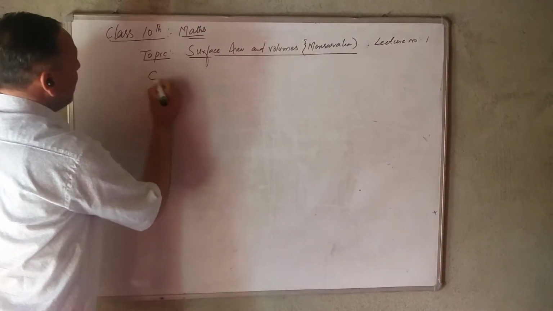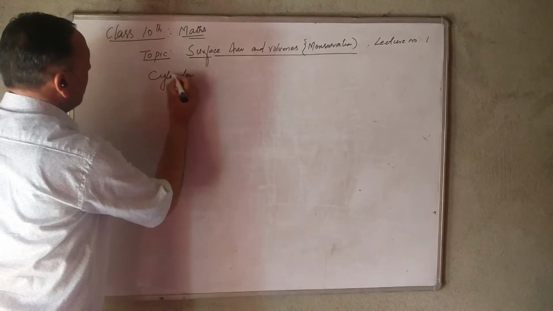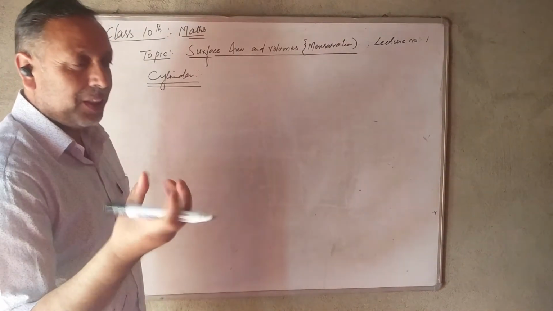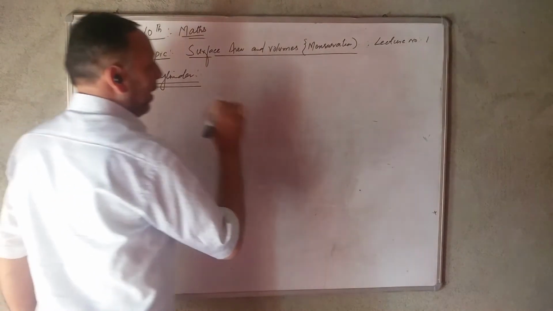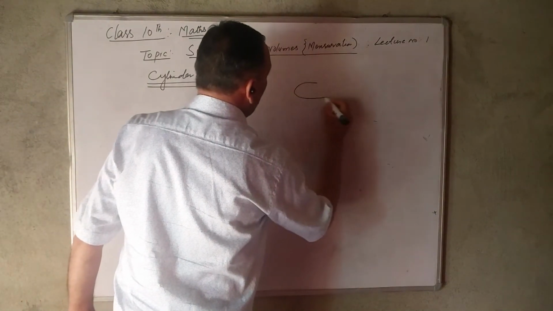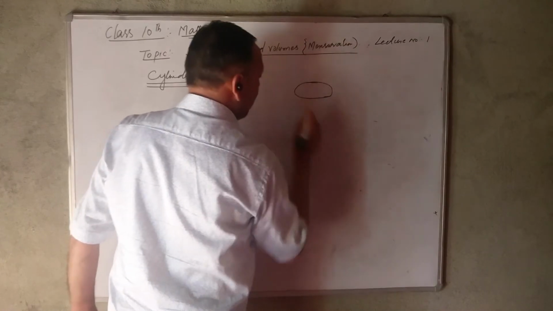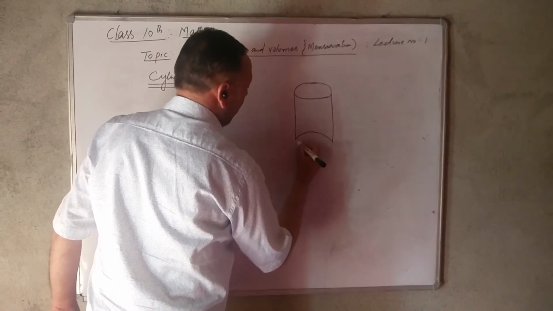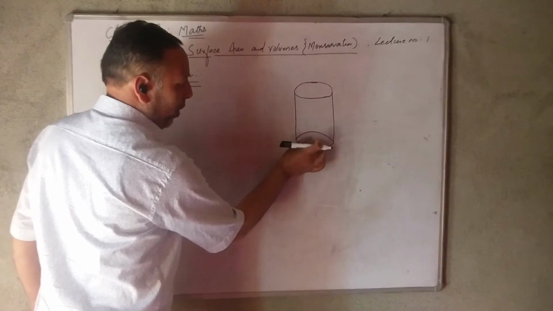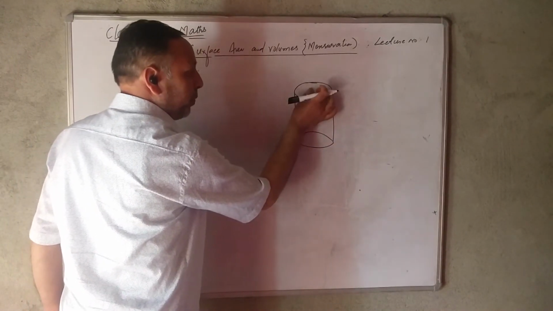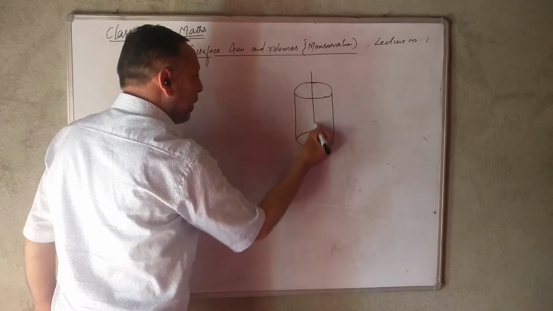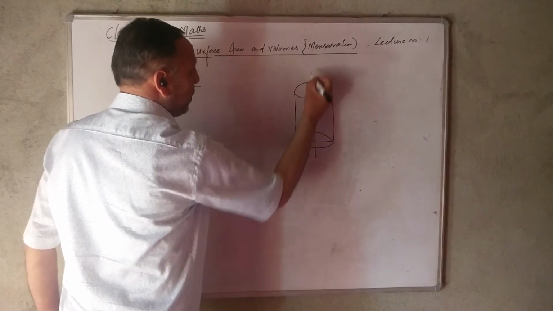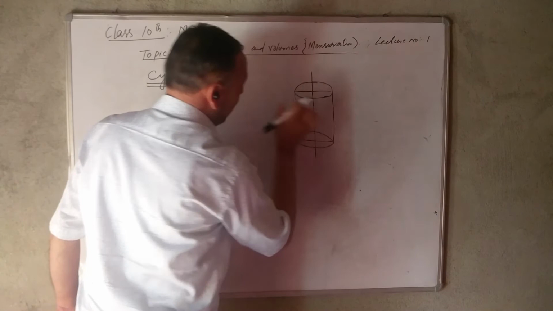What is a cylinder? You may have seen a cylinder, you may have seen the Coke tin. A cylinder is a solid having a circular top, a circular base, and an axis which is perpendicular to the base.